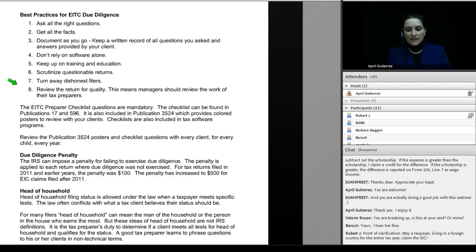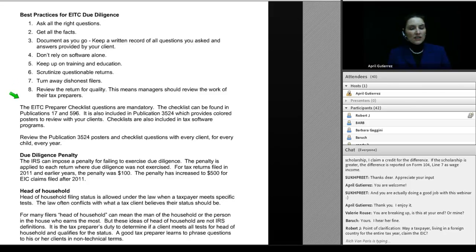Review the return for quality. This means managers should review the work of their tax preparers. In Oregon, that's a law, but it's the only state where it is a law. In Oregon, the law requires that if you are a tax preparer, someone overseeing your work must review every return you prepare. That rule only goes away when you become a tax consultant, but we're the only state with that rule. Outside of Oregon, there's no law that requires review.